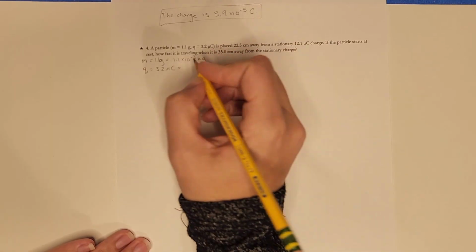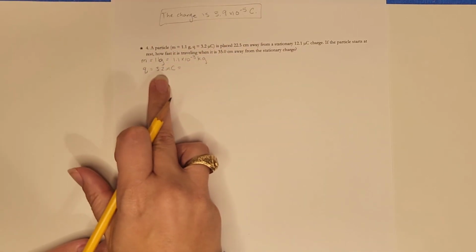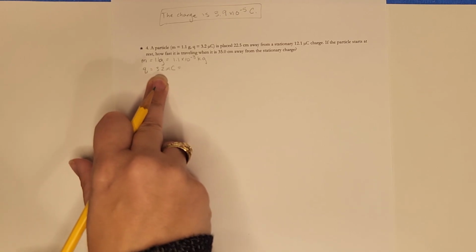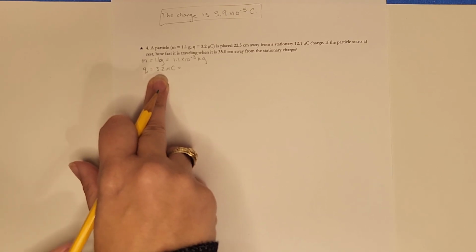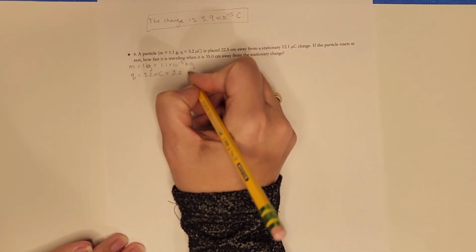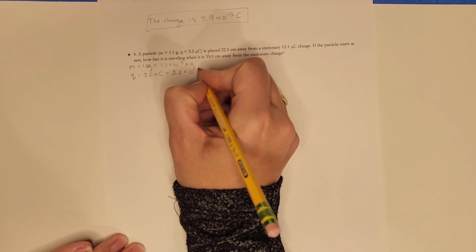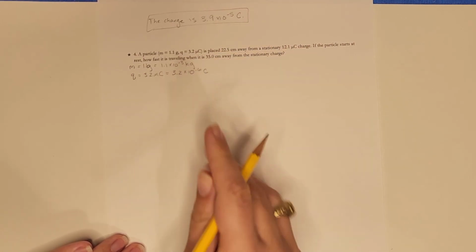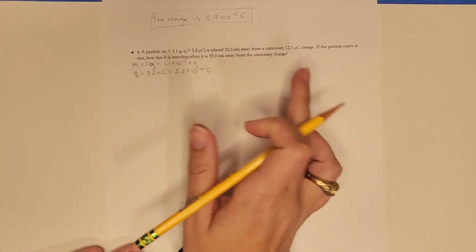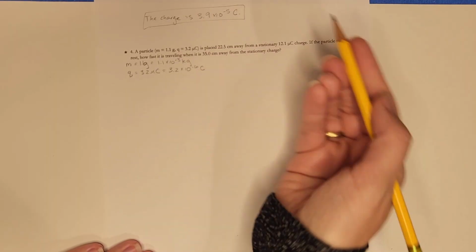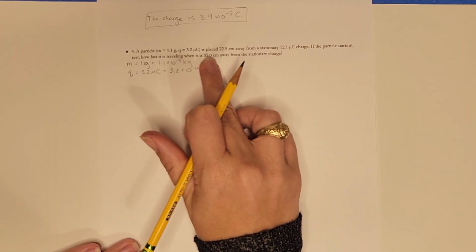And the nice thing about this is it's so much easier to write this in scientific notation than write 0.000032. So it's going to be 3.2 times 10 to the negative 6 coulombs. Okay, it's placed 22.5 centimeters away, so that is a radius, and we're given two different radii.